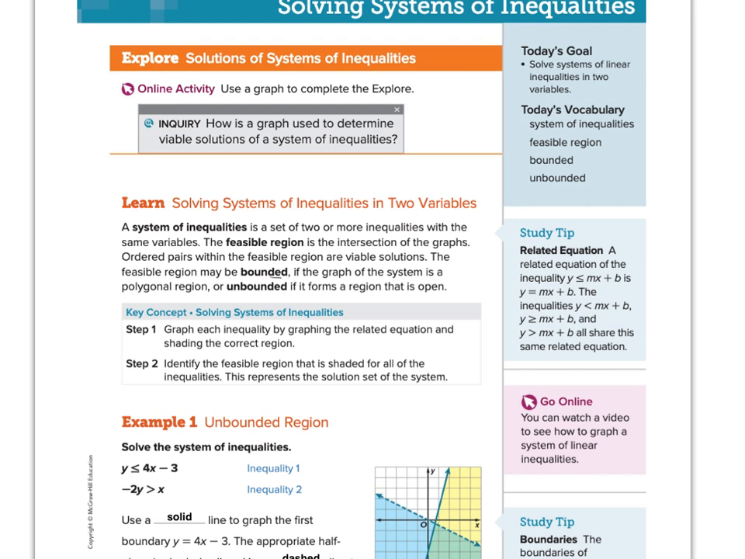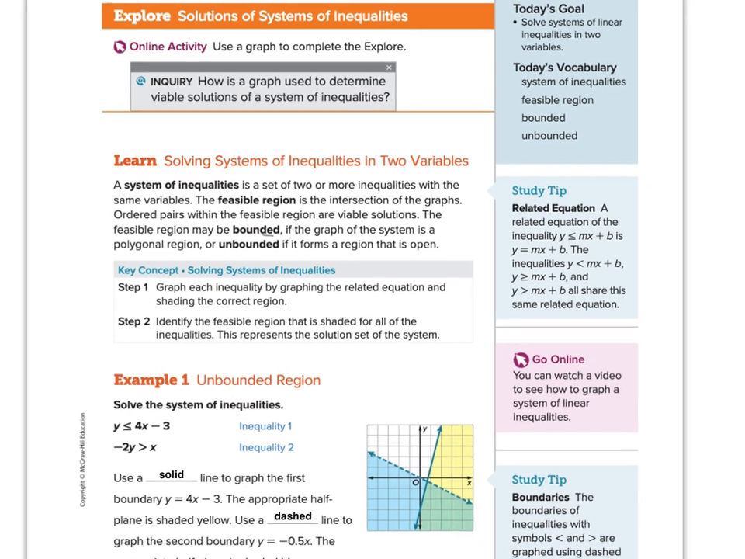We're going to see how things overlap, or where the solutions lie for both inequalities in our system. So that's what the feasible region, the bounded region, or an unbounded region will identify as my solutions.